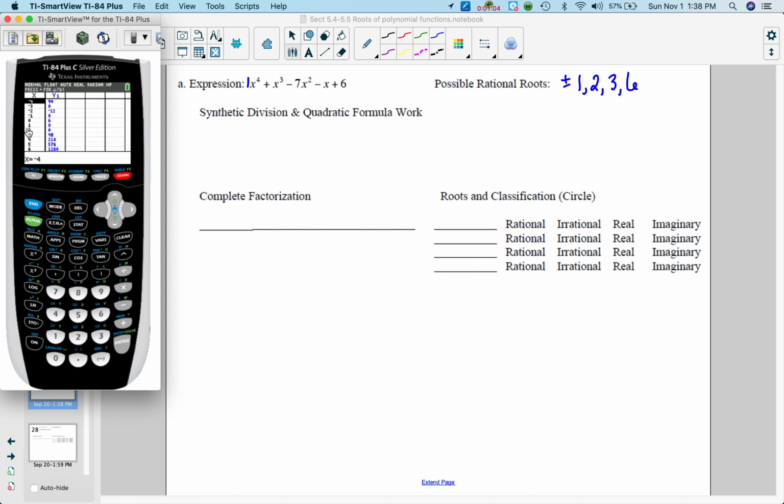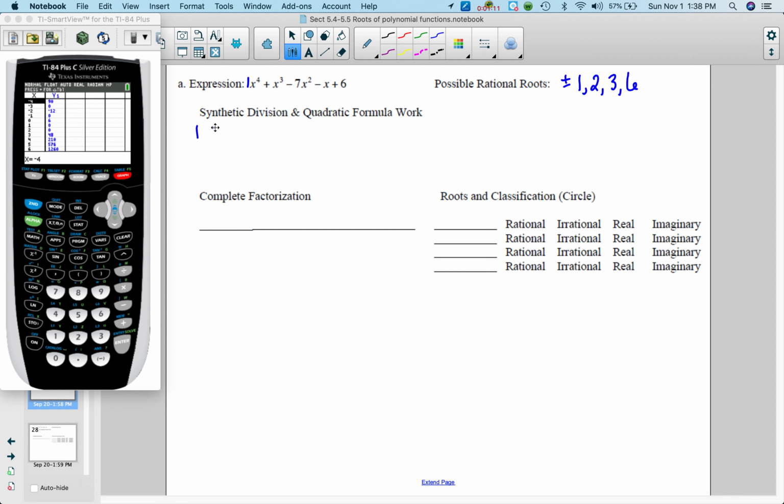I see 1 works, I see 2 works, I see -3 works. Keep that in mind. So I'm going to use a 1 and do synthetic division. We're going to put a 1x to the 4th, 1x cubed, -7, -1, and 6. So bring the 1 down and multiply, add, multiply, add, multiply, add, multiply, and notice we get 0. So I know that x minus 1 is a factor because when I divided with 1, I got 0.